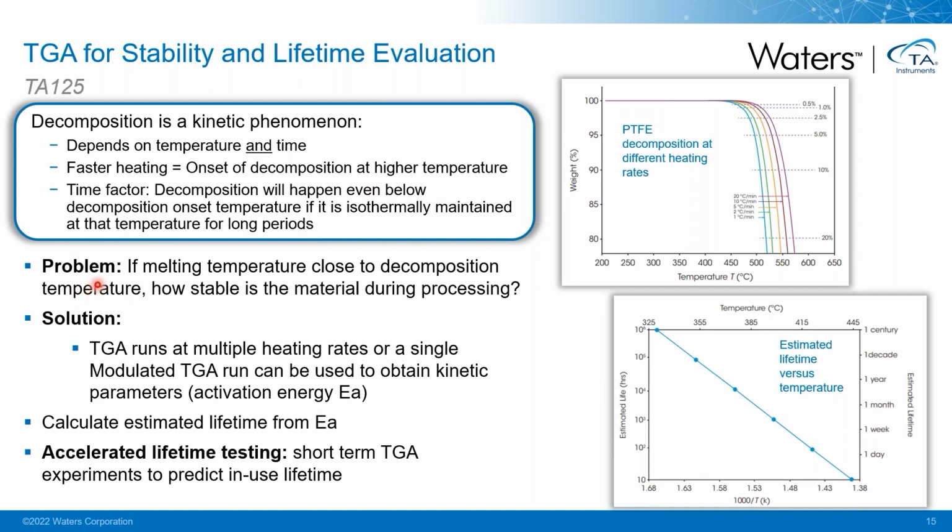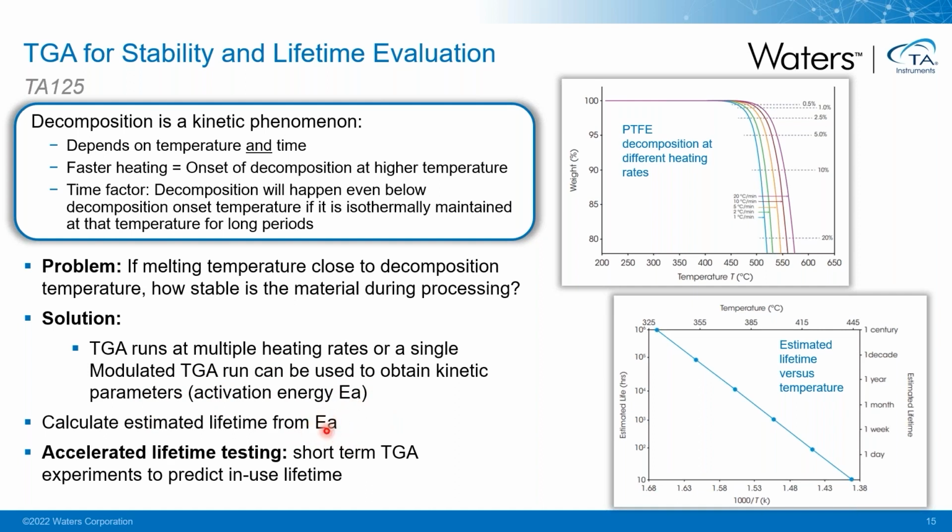Now, this can cause a problem. If the melting temperature is close to the decomposition temperature, you will do the processing close to that decomposition temperature. So the question then arises, how stable will your material be during the time that you need for proper processing? The solution to that is that we can run TGAs at multiple heating rates, or we can run a single modulated TGA experiment, and from that data we can get kinetic information like the activation energy for the decomposition.